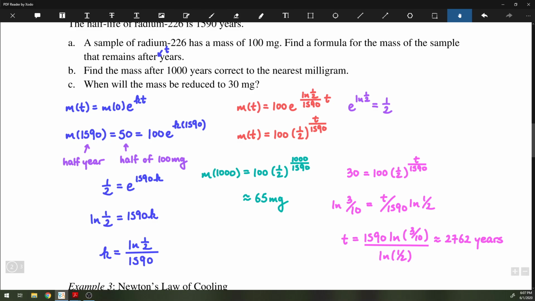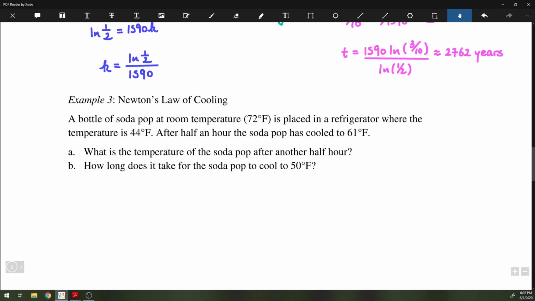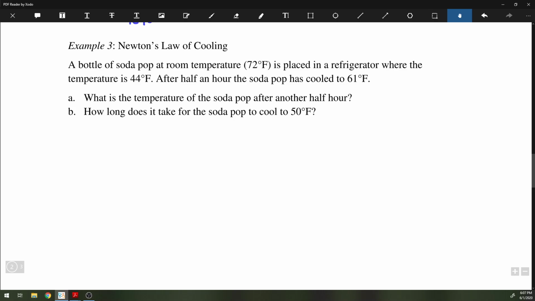Okay. So next one is a little bit different. Newton's law of cooling. It says here a bottle of soda pop at room temperature, 72 degrees Fahrenheit, is placed in a refrigerator where the temperature is 44 degrees Fahrenheit. After half an hour, the soda pop has cooled to 61 degrees Fahrenheit. Once again, this is a natural growth or decay question, because the rate at which something cools depends on its current temperature.